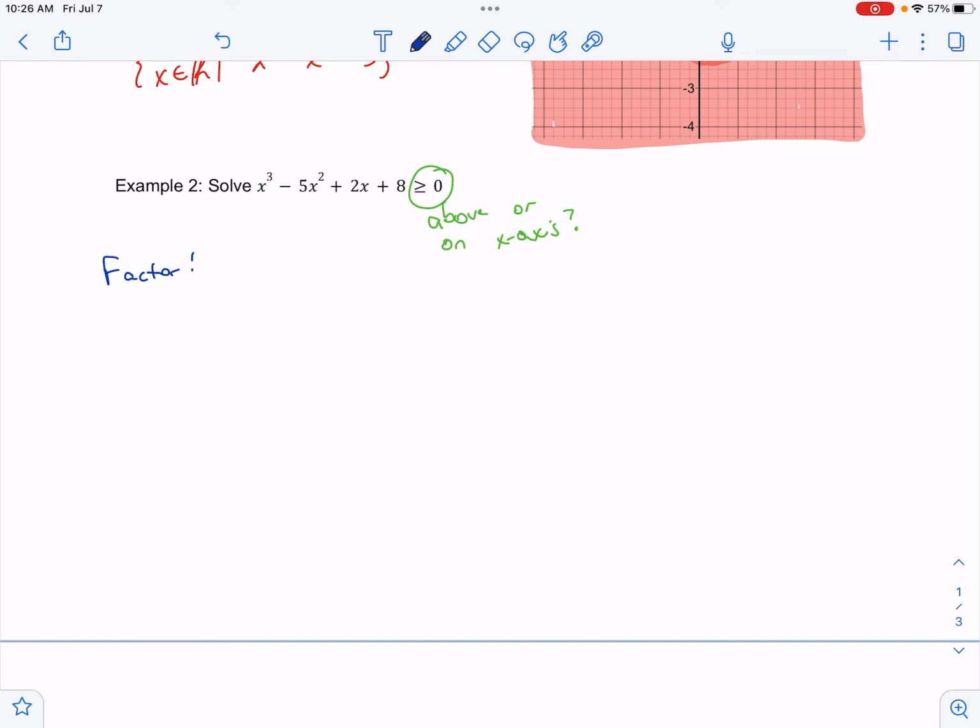I don't know what any of my factors are, so I'm going to be using factor theorem to guess and check. Okay, let's check. What are our options? Possible p-values are 1, 2, 4, and 8, and I'm getting those from my constant term. All of them can be positive or negative. Let's try positive 1.